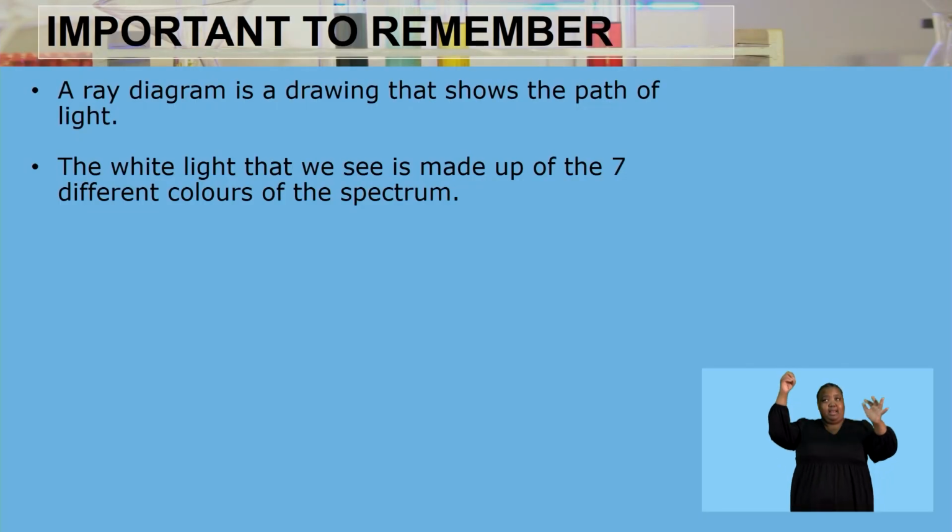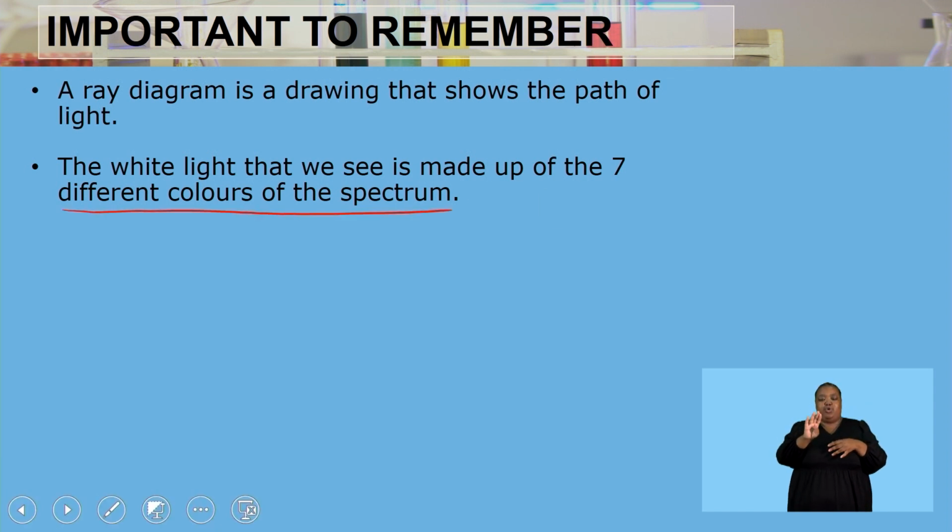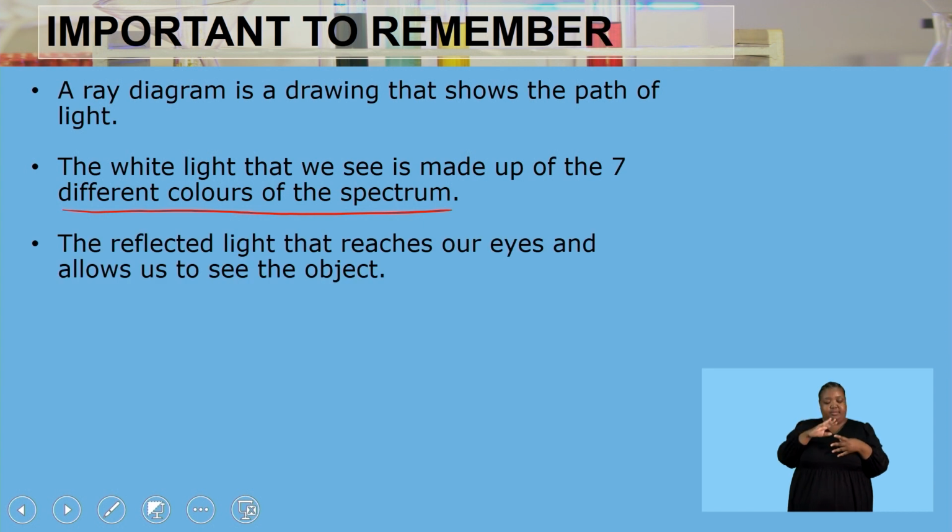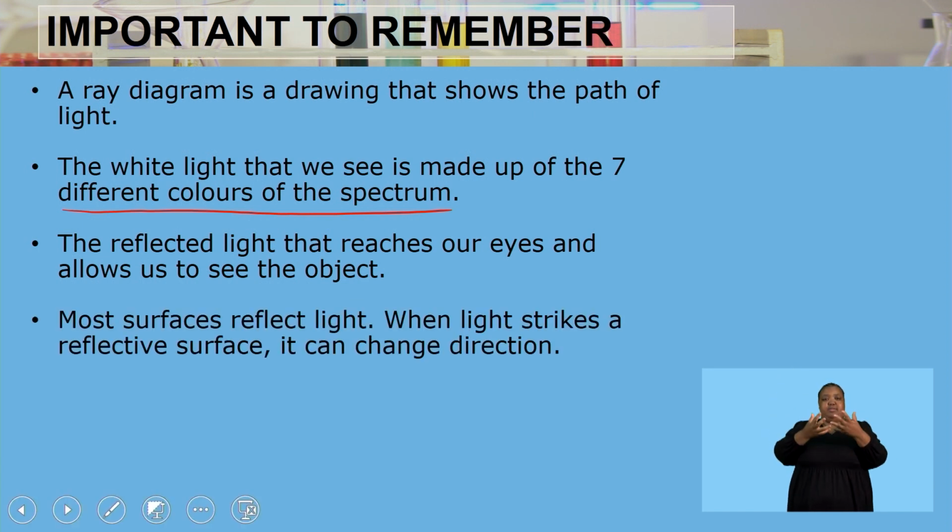What I want you to always remember about this lesson is, number 1, a ray diagram is a drawing that shows the path of light. Number 2, the white light that we see is made up of 7 different colors of the spectrum. Remember, think of the Roy G. Biv. And number 3, the reflected light that reaches our eyes allows us to see the object. The reflected light allows us to see everything around us because of the bouncing back of light from a surface.